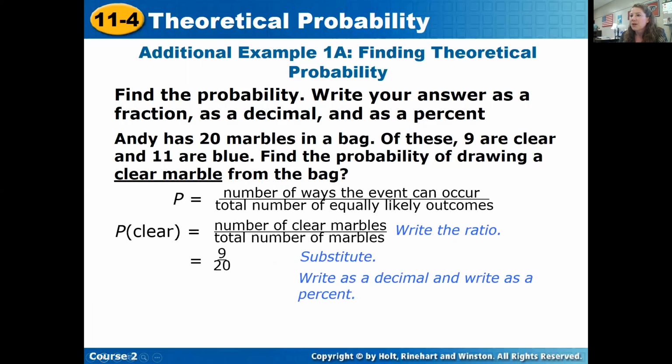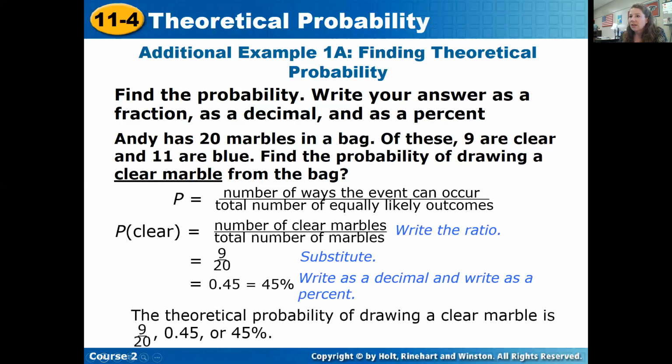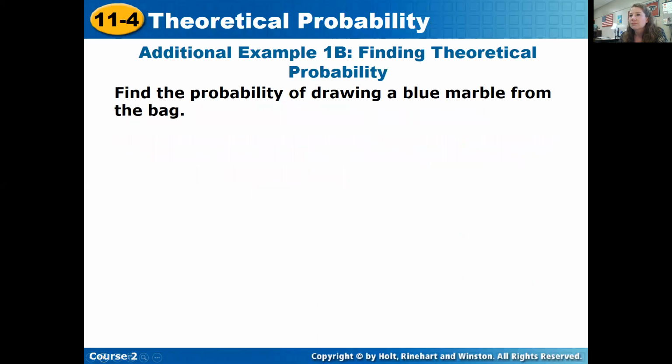Yep. Oh, as a decimal and a percent, I forgot about that, I'm sorry. Well, I know I can make 20 a 100 by multiplying by 5. So if I multiply 9 by 5, I get 45, so 45%. All right, the probability, I have 45% chance every time I do that experiment of getting a clear marble. All right, find the probability of drawing a blue marble from the bag.